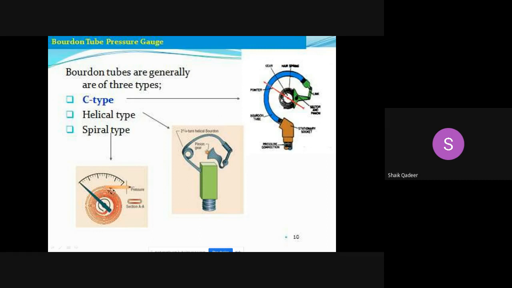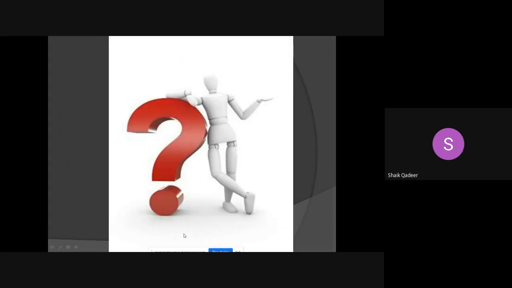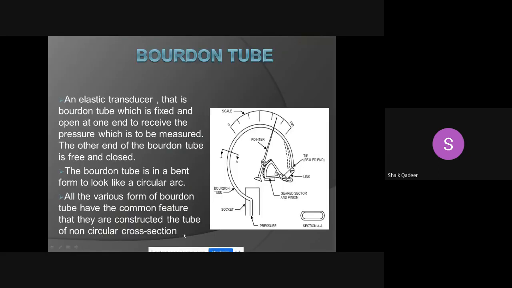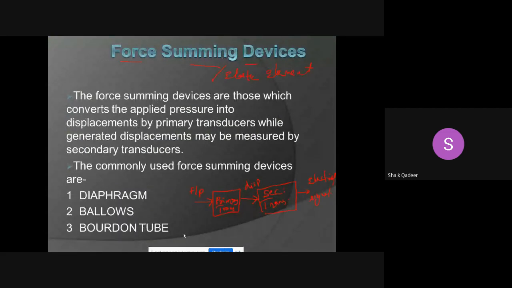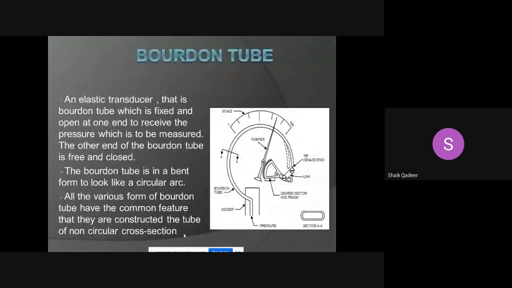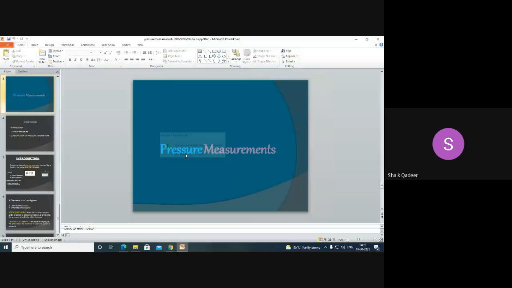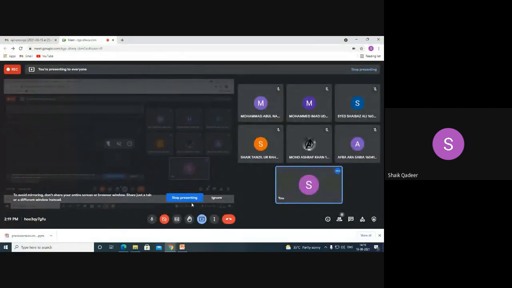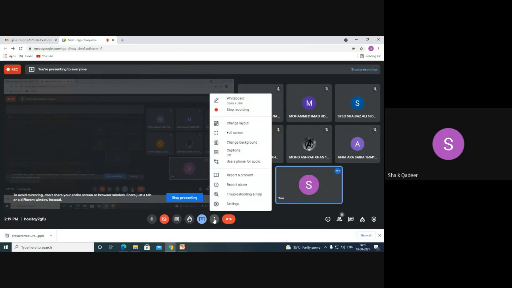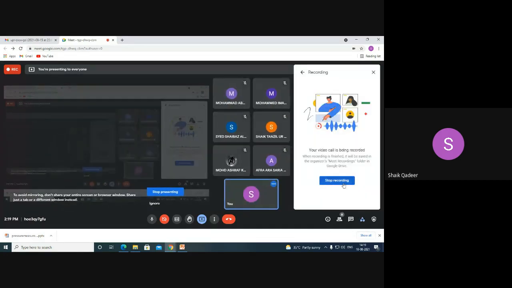So these are the different types of Bourdon tubes. This is C shape, which looks like C, and this is helical shape, and this is spherical shape. Okay. That's all from today's class. Any doubt? No, sir.